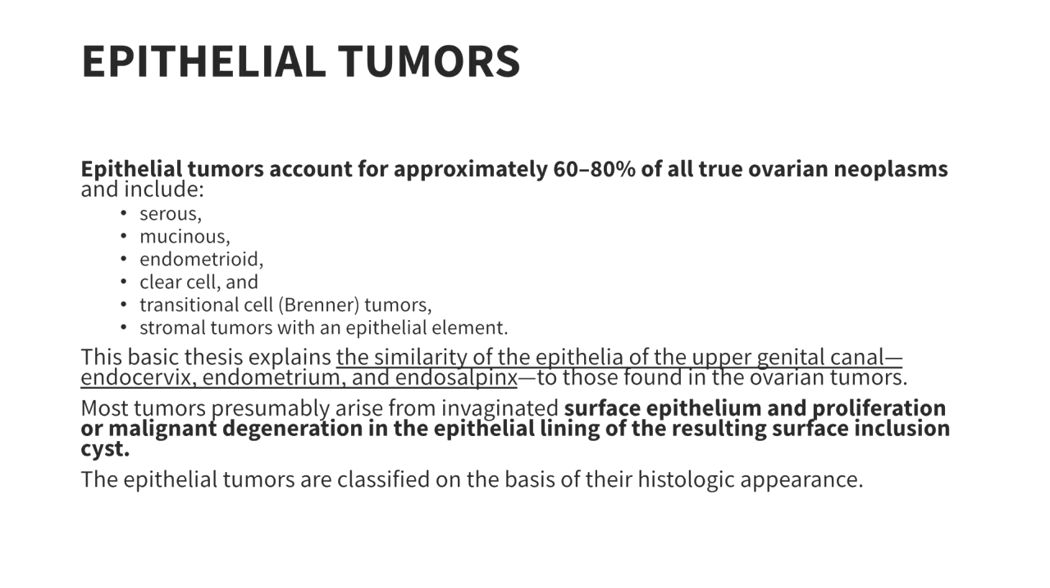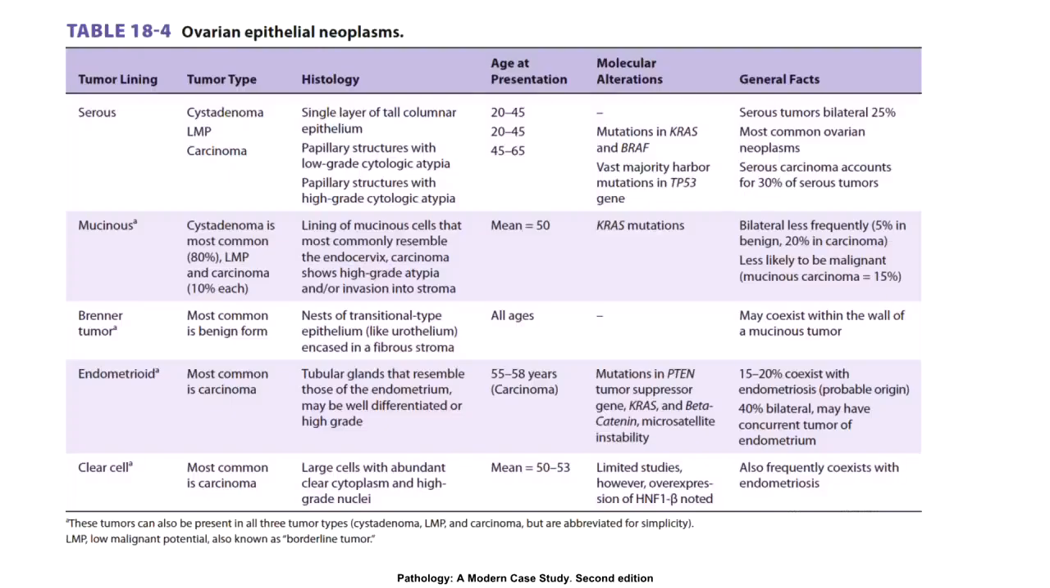Most tumors can arise from the epithelium and proliferate and degenerate into malignancy, specifically from the surface or inclusion of a cyst. The epithelial tumors are classified based on their histologic appearance.